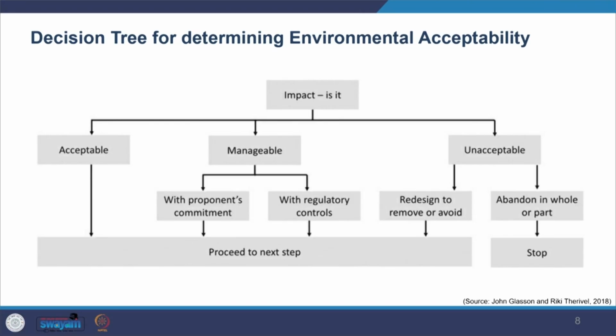So whatever impact is happening, it's acceptable, so you can proceed to the next step. And you might also have chances in the center, you see manageable. So when the impacts are manageable and you can manage it with the help of commitments the proponent gives, like what kind of mitigations they would undertake and so on, depending on how they would proceed with their project. So with those commitments, you may manage the impact, so that with that you might proceed to the next step.